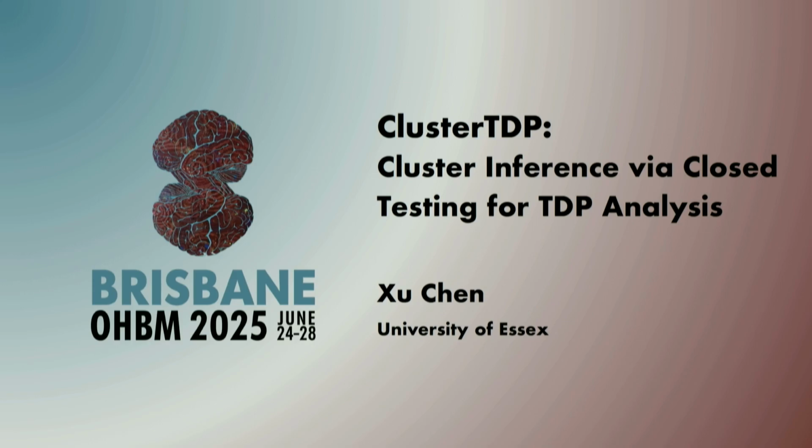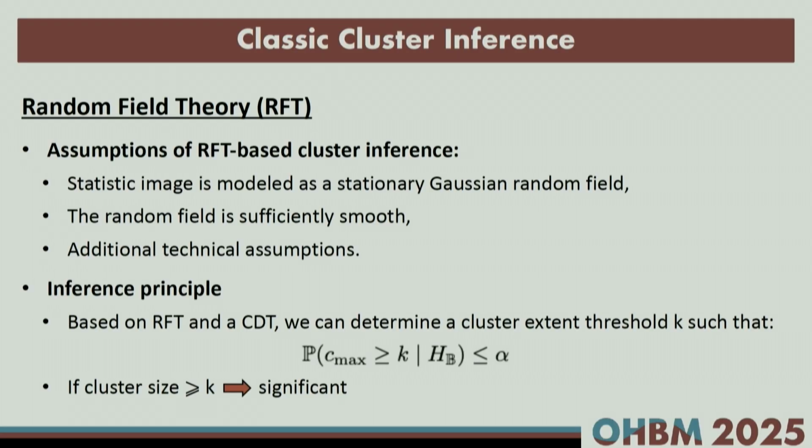So hello everyone. In the following session, I'm going to introduce the enhanced cluster inference via cross testing for the true discovery proportion analysis. First of all, I'm going to briefly recap the standard, or classic, cluster inference. The standard cluster inference allows you to do the family-wise error rate correction, as introduced by Wouter in the previous session, which is based on the random field theory.